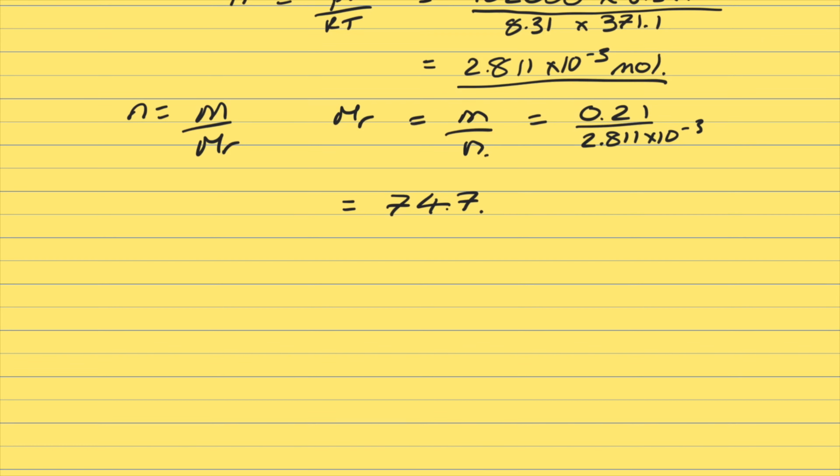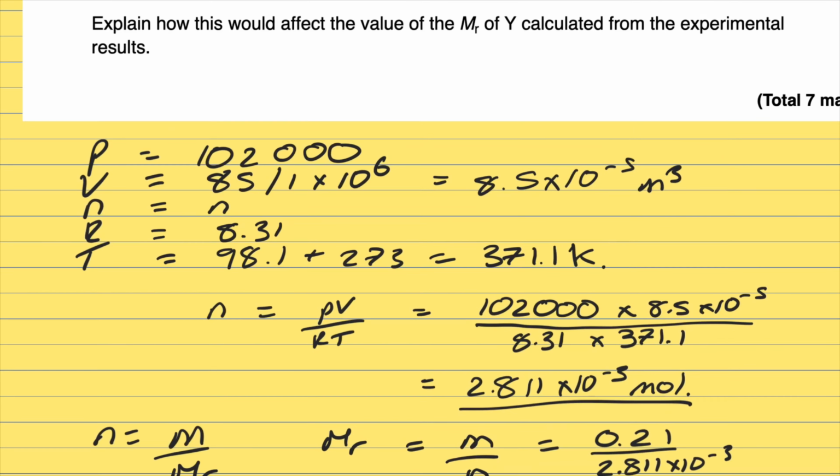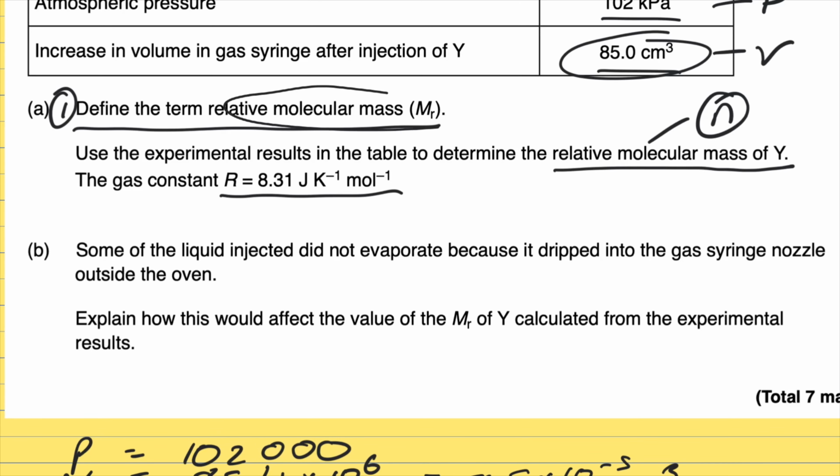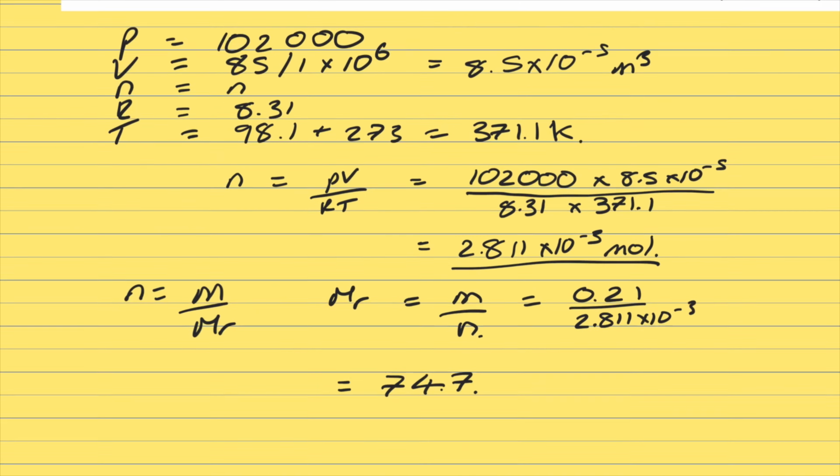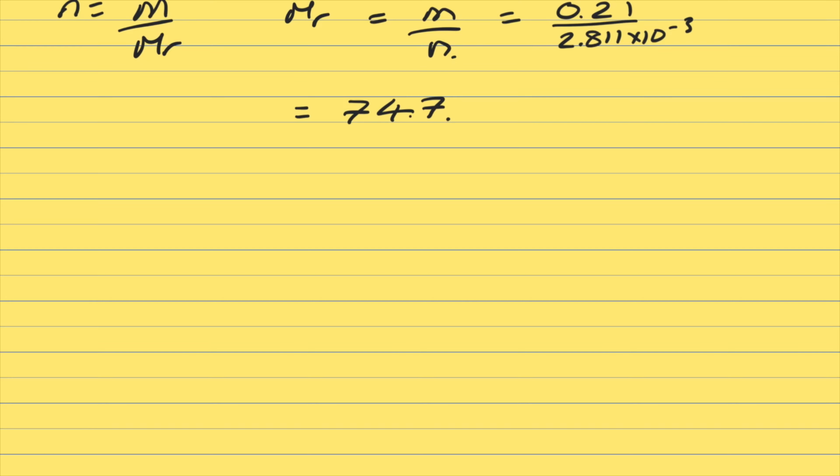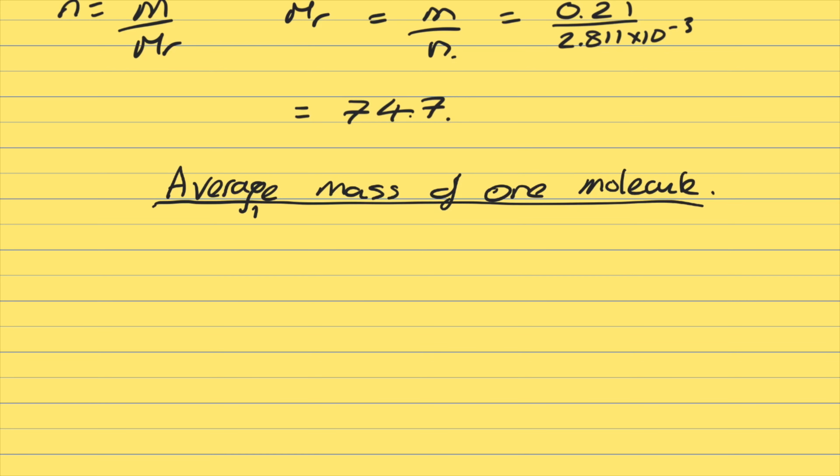Right, so that was the second part of the question. We were also asked to define the relative MR, relative molecular mass. So we just need to memorize that definition. The one that I use is the average mass of one molecule divided by 1/12 the mass of an atom of carbon 12. Okay, so that's the definition.